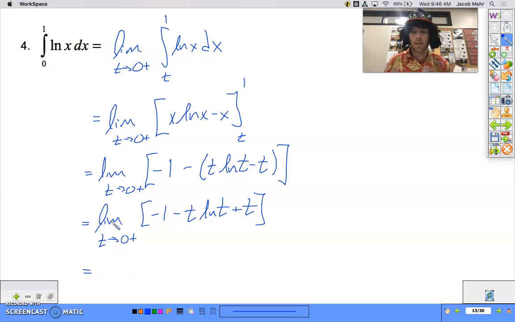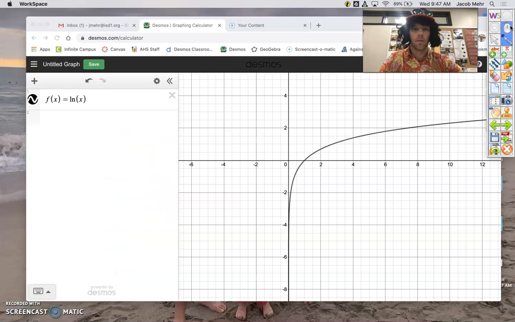All right, now it's limit time. What is the limit as t goes to 0 from the right of negative 1? That's just negative 1. Minus. Now how about t natural log of t?